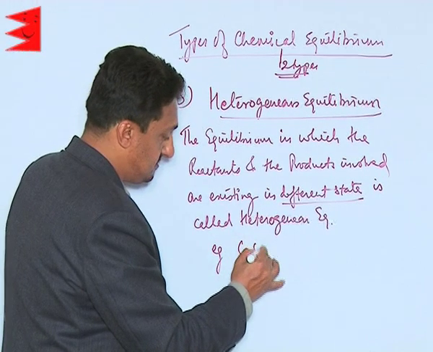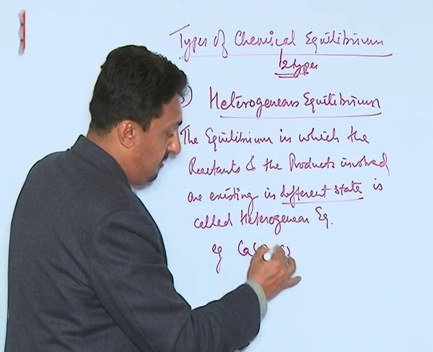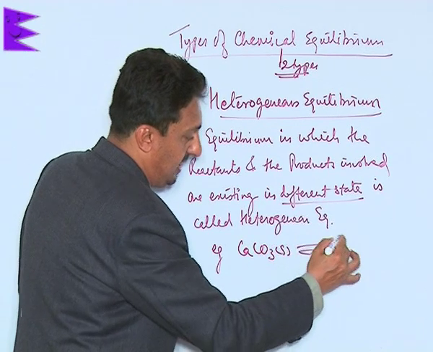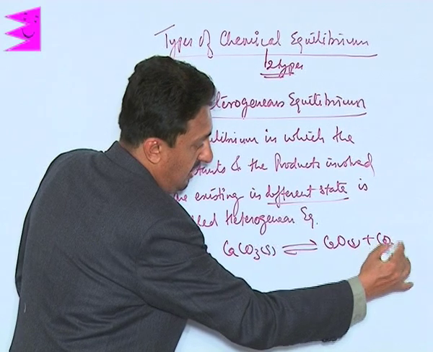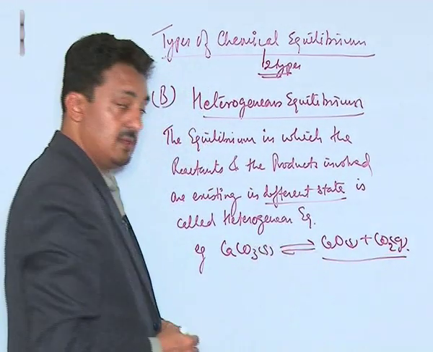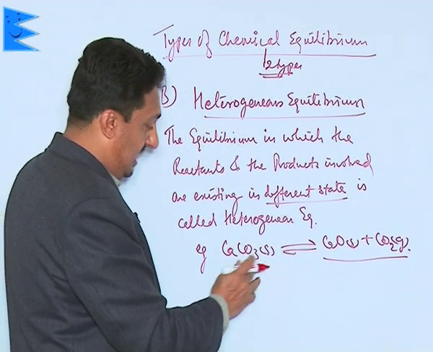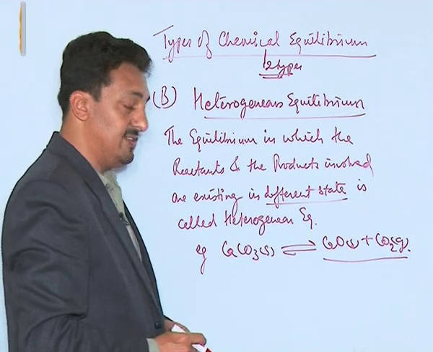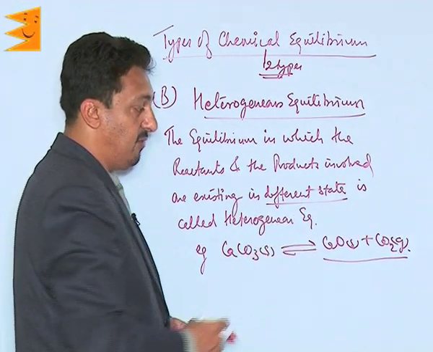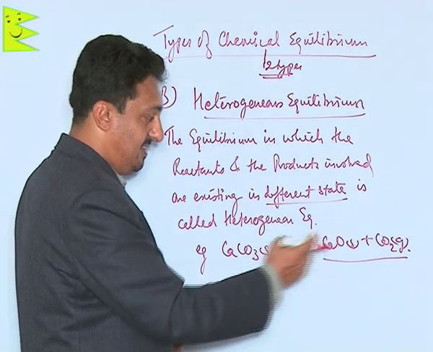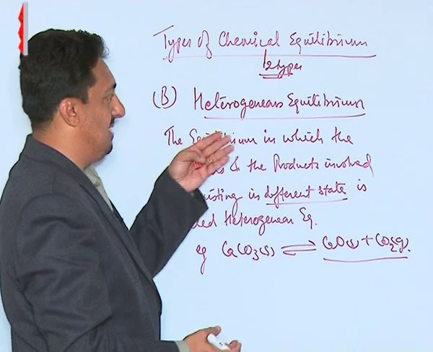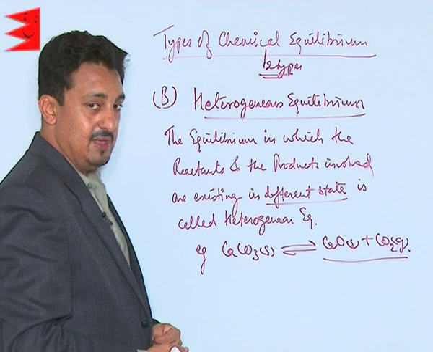Example, thermal decomposition of solid calcium carbonate to give solid calcium oxide and CO2 gas. Now in this, calcium carbonate and calcium oxide are in the solid state, whereas the CO2 involved is in the gaseous state. So since the substances are in different states, it's an example of heterogeneous equilibrium.